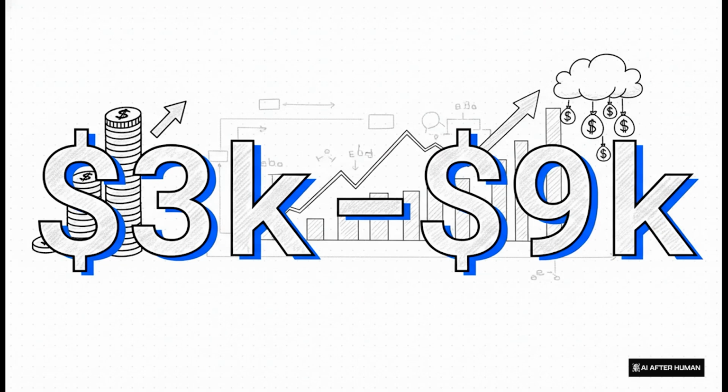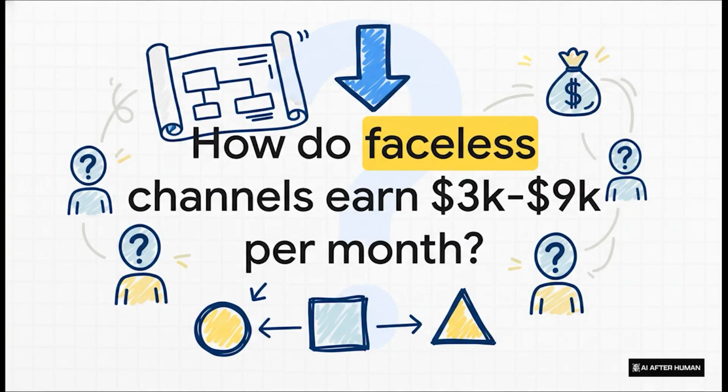Okay, let's start with the number that gets everybody's attention. According to the source material we're looking at, channels that use this exact blueprint are potentially pulling in between $3,000 and $9,000 a month. That's a pretty serious income, especially from a process that's built to be as efficient as possible. So that brings us to the big question, right? How is that even possible? Especially for what they call faceless channels, the ones where you never actually see the person who's making the content.